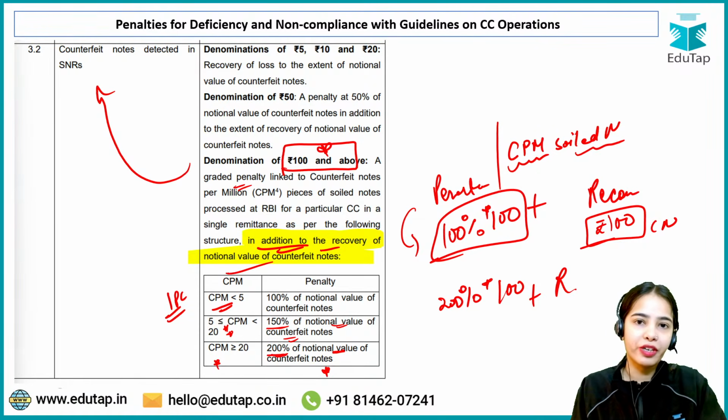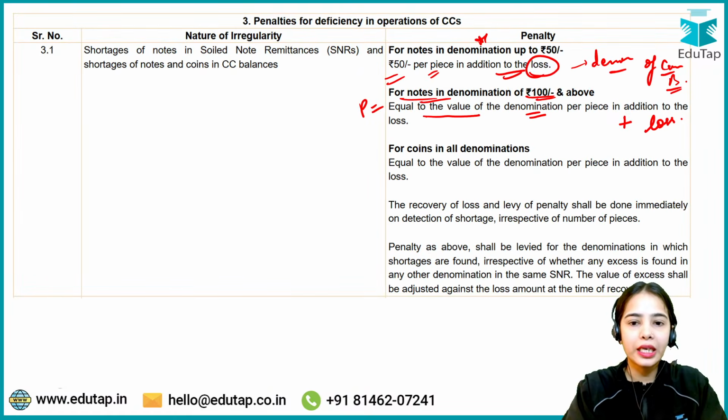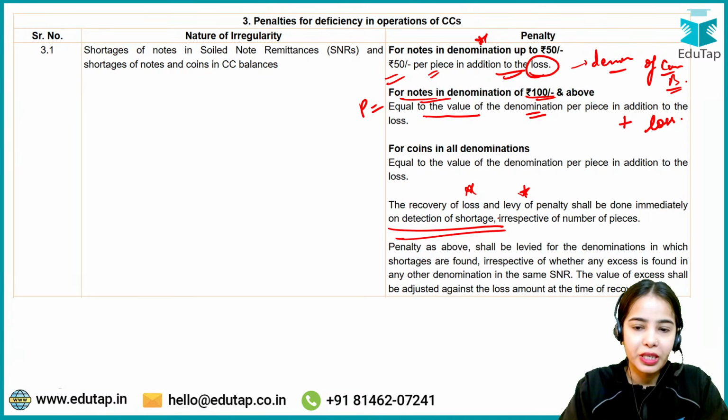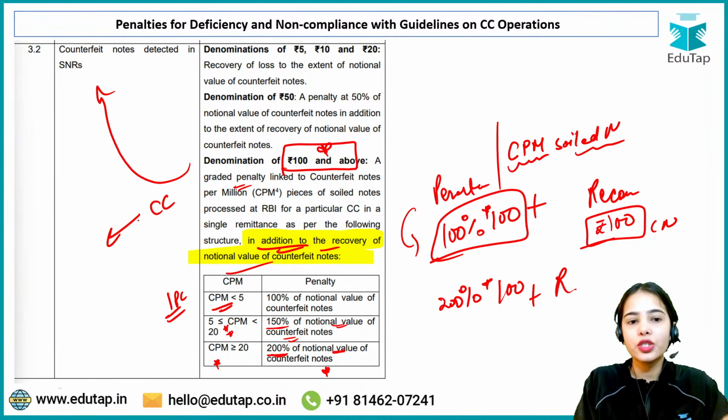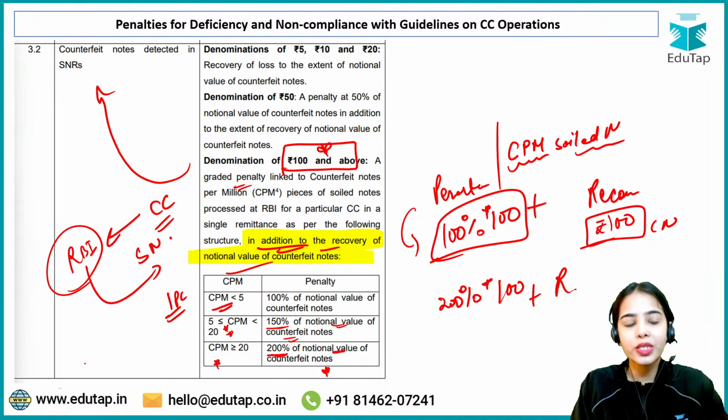When the notes have been found, the recovery of loss and levy of penalty shall be done immediately on the detection of shortage, irrespective of the number of pieces. So as soon as the detection has happened that counterfeit notes are there in the soiled note remittances done by the currency chest, the currency chest is sending the soiled notes to get clean notes from the Reserve Bank of India, but certain counterfeit notes have been found.